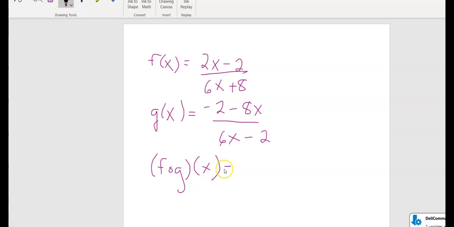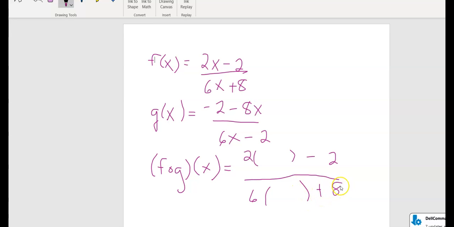All right, so since f is the first in my notation here, I'm going to put parentheses where its two x's are. So I've got 2, and instead of the x, parentheses, minus 2 over 6, instead of the x, parentheses, plus 8.